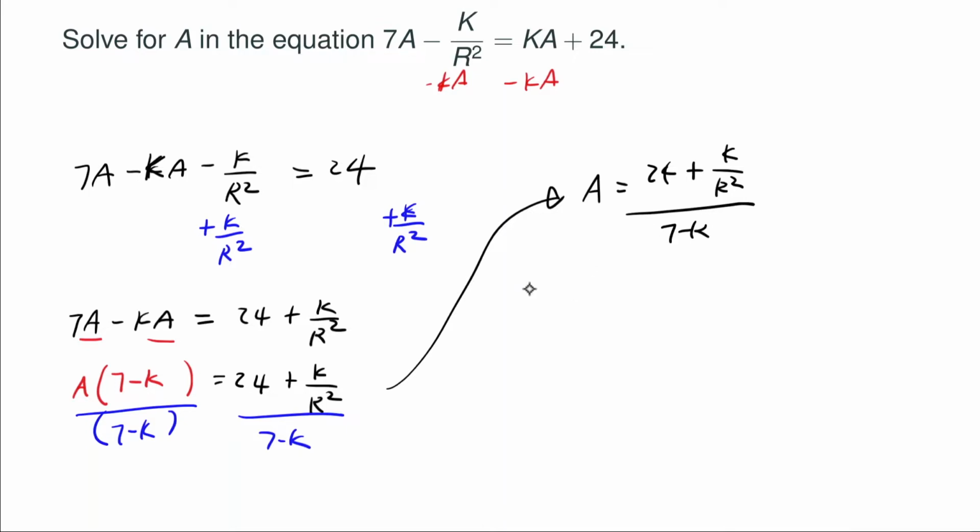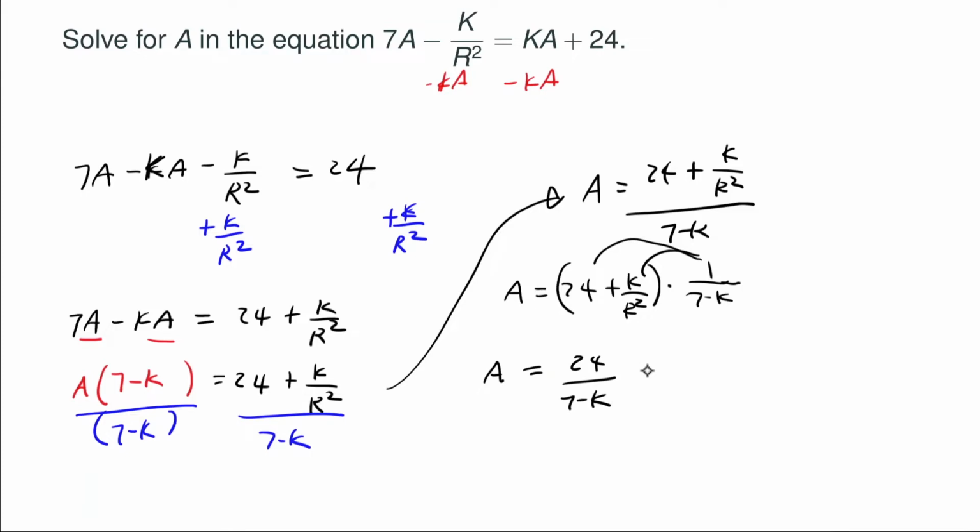This looks a little messy since we have a fraction within a fraction. So we can rewrite it as 24 plus k over r squared, the entire thing, multiplied by 1 over 7 minus k. And we can also distribute: a equals 24 over 7 minus k plus k over r squared times 7 minus k. So this is our final solution. a equals this.